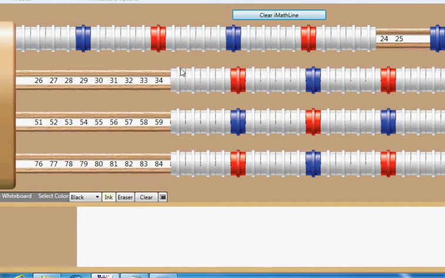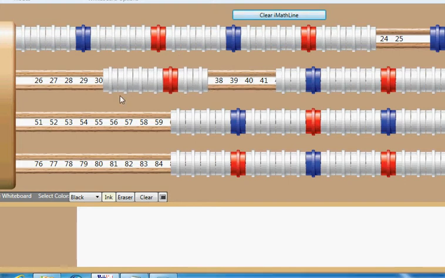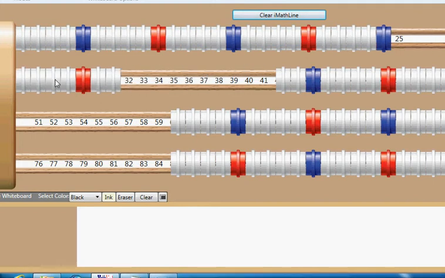1, 2, 3, 4, 5, 6, 7, 8. So if we start a group on one bar right here, it continues on the next. So our fourth group of 8, we count like this.